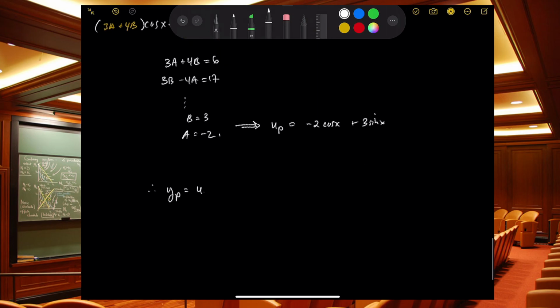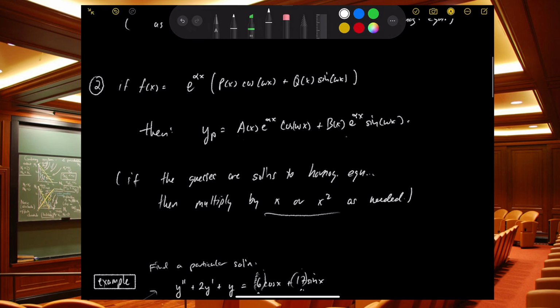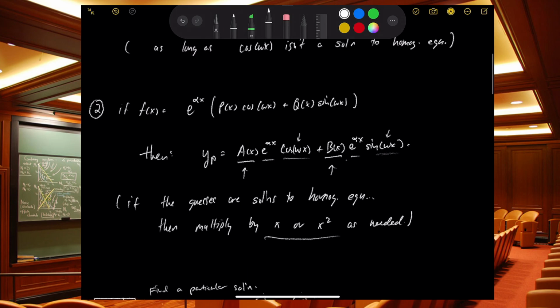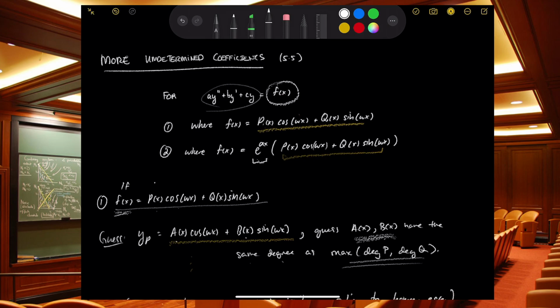Therefore our y sub p, which is u p times e to the x, is just e to the x times this piece. And so this lines up with what we expected to see from case 2: some a and b coefficients times that exponential piece with our cos and sine. Again, all that really changes with this omega is that you have to deal with the chain rule. And if a and b are a higher degree, you just need to make them a linear piece or a quadratic piece, probably at worst. And if a piece of the forcing function solves the homogeneous equation, then you need to multiply that guess by x or by x squared where required.